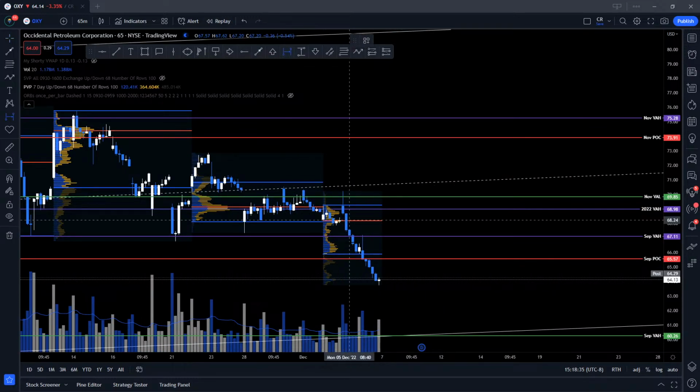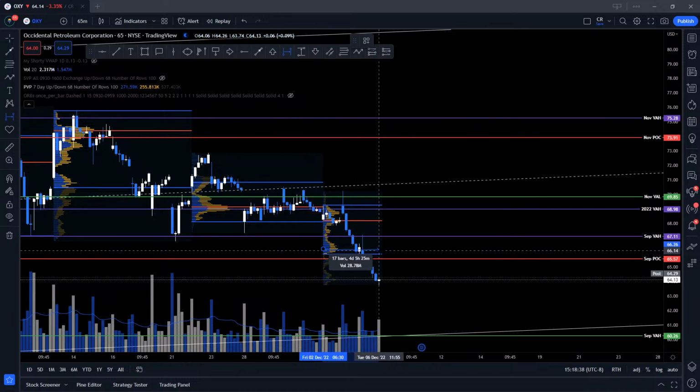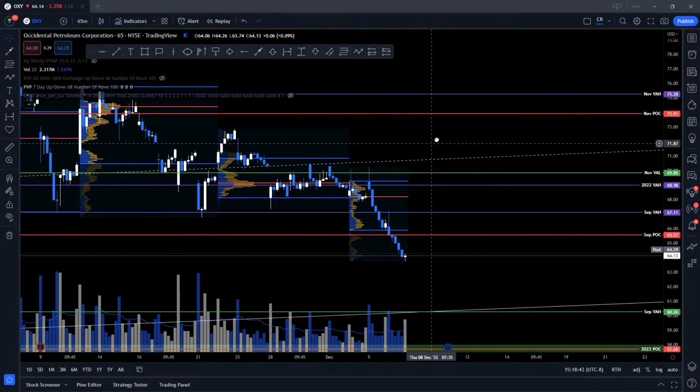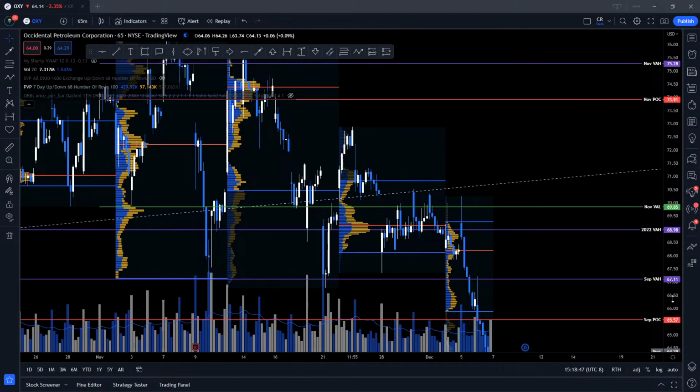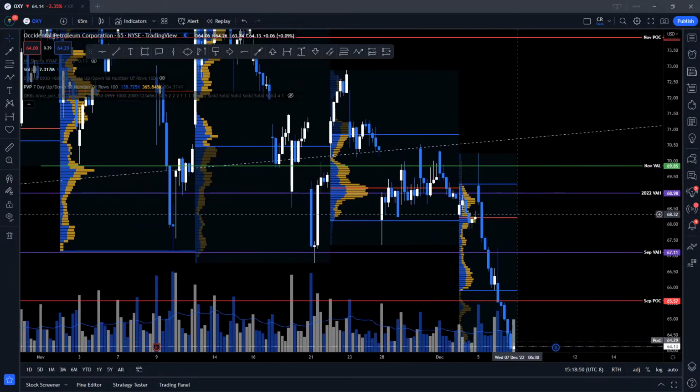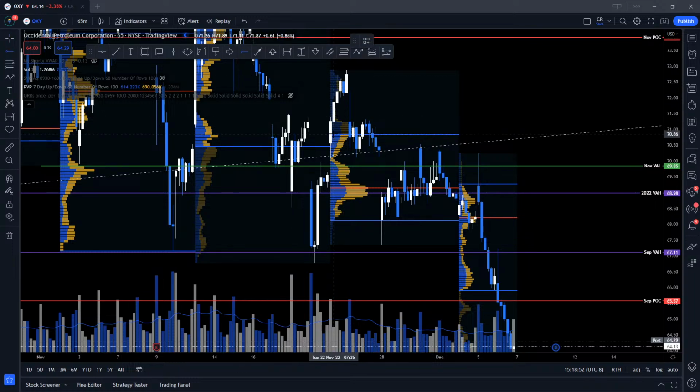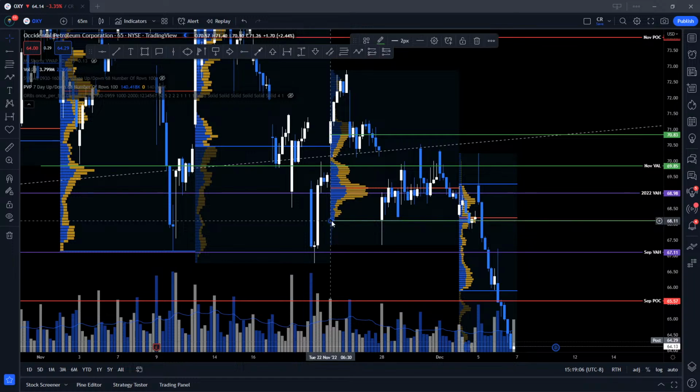This is not 7 days, right? Yeah, I didn't think so. So this is my previous week value area high here. Previous week value area low. And my POC.